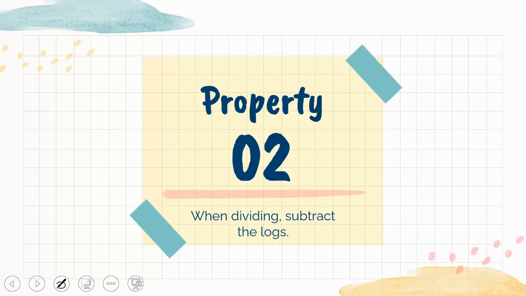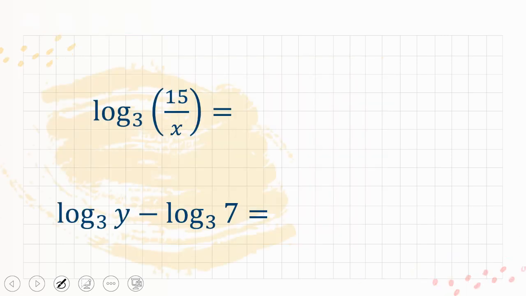Our second property is that when we are dividing, we subtract our logs, and we're going to do the same thing. We're going to go both ways. First, we're going to expand this division problem, and we're going to rewrite it as the subtraction of 2 logs. Now, the order here is important. It has to be log 3 of 15 minus log 3 of x. The number on top is always first, subtracting the number on bottom. So the numerator is the first part of the subtraction, the denominator is the second part. And that is important, okay?